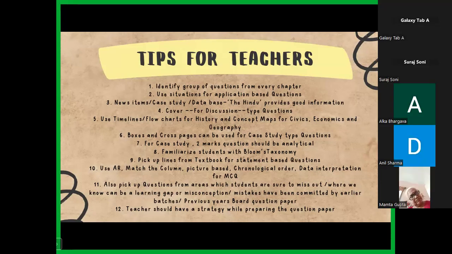Familiarize students with Bloom's taxonomy. Pick up lines from the textbook for statement-based questions. Use assertion-reason or match the column kind of things. Also pick up questions from areas which students are sure to miss out. This is very, very important here.